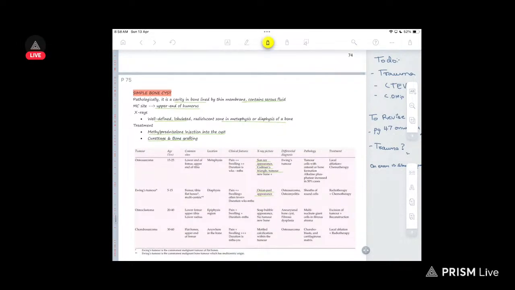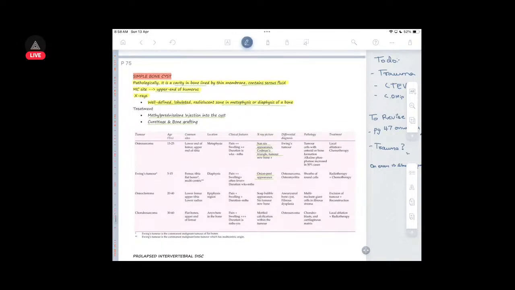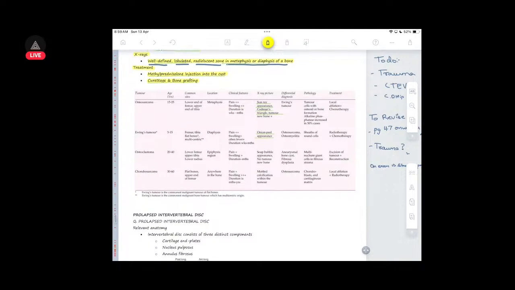Then you have simple bone cyst, which is a cavity in a bone lined by a membrane which contains serous fluid. Most common site is the upper end of the humerus. On X-ray, you will find a well-defined lobulated radiolucent zone in the metaphysis or diaphysis of the bone. Treatment can be methylprednisolone injection into the cyst, and you can do curettage and bone grafting.